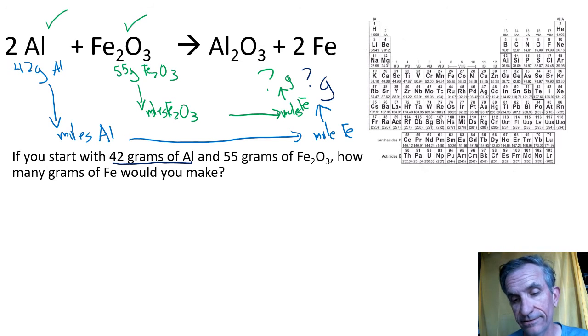You're going to get two answers. Which one's going to be the right answer? It's going to be the lower answer, just like with Grandma's famous cookies, right? The lower amount is the real amount, because that's when the reaction stops, when you make that amount.